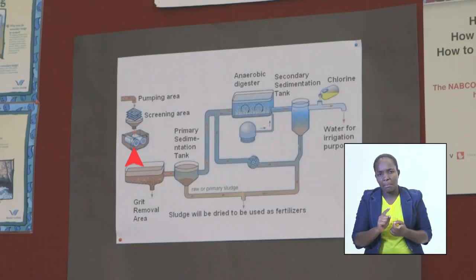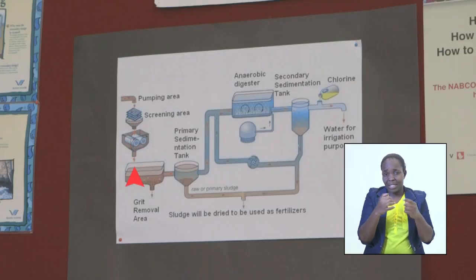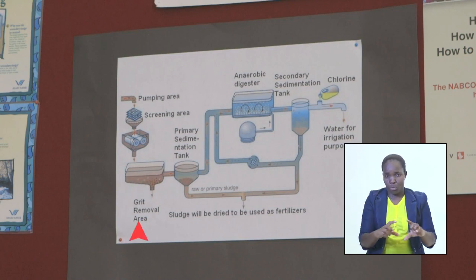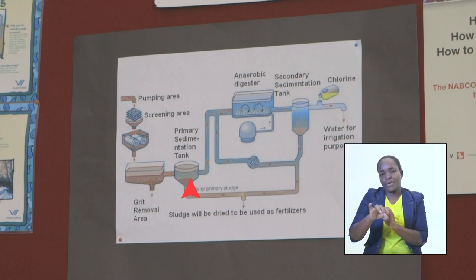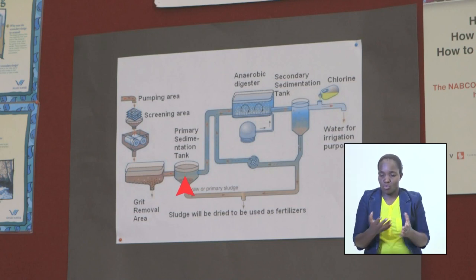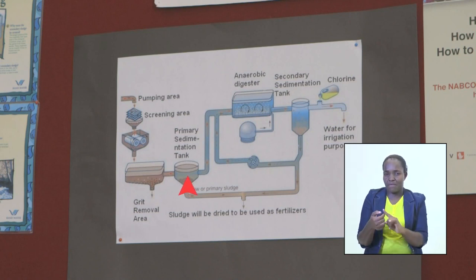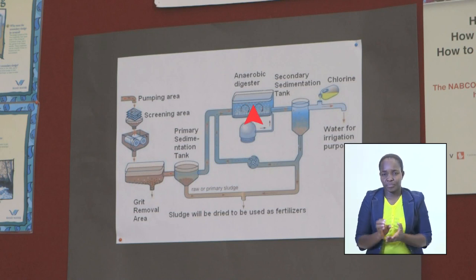The screened sewage water is then moved to the grit removal area, where grit is removed. The sewage water is then moved to the primary sedimentation tank. In the primary sedimentation tank, solid matter forms a sludge, which is allowed to settle and then separated from the liquid waste matter. The sludge moves to the anaerobic digester, where it is digested by anaerobic bacteria. Methane and solid matter are produced during the process of anaerobic respiration.